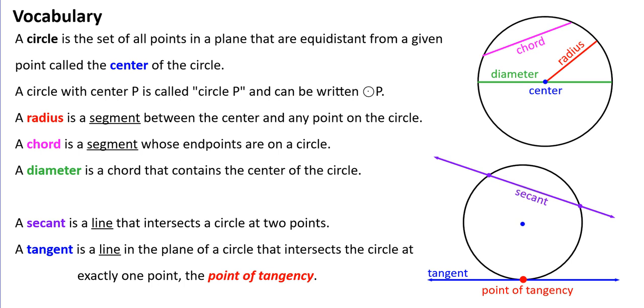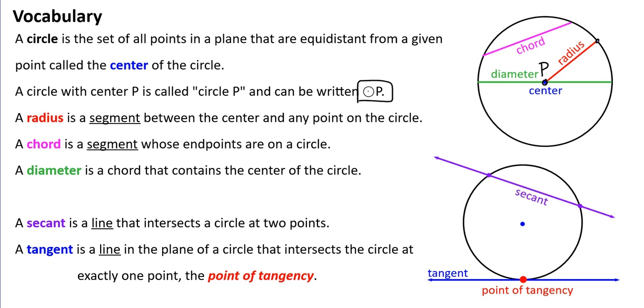You should be familiar with what a circle is. It's a set of all points on a plane that are equidistant from a given point called the center of the circle. We often name circles after their centers. So if the center is point P, we would call this circle P. And you'll see the notation written like circle P. A radius is any segment in the circle that connects the center with one of the points on the edge of the circle. You should, I think, be familiar with radius.